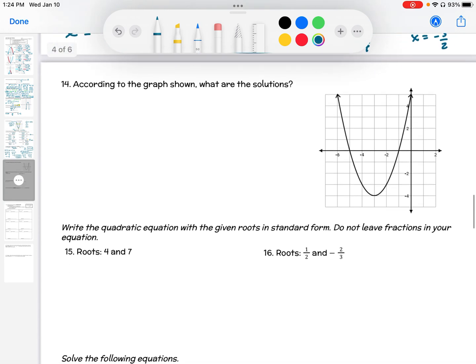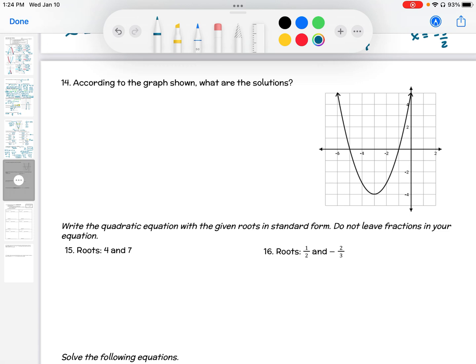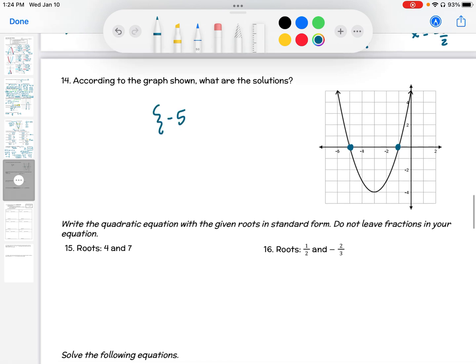Okay, let's keep going. So if we're looking at number 14, all we have to do when we have a graph and it asks for the solutions is look where it crosses the x-axis. So it crosses in two spots. It crosses at negative 5 and it crosses at negative 1. And that is it for number 14. So whenever you have a graph, just look where it crosses.